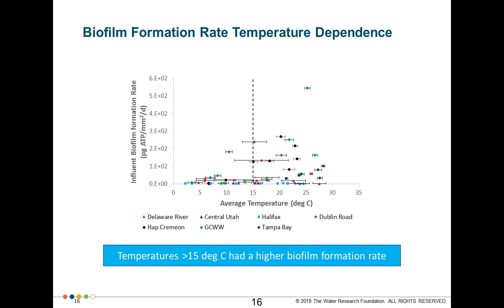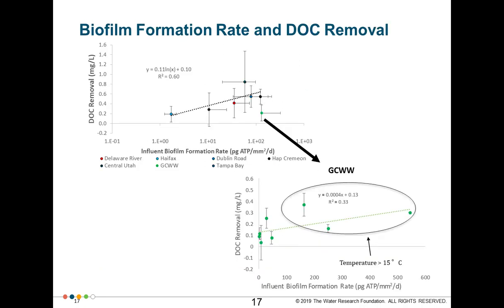When we compare the influent biofilm formation rate to temperature, we saw there was a correlation with temperature where higher temperatures correlated with higher influent biofilm formation rate, particularly at a threshold temperature of 15 degrees Celsius. We saw it really take off. And this was good to see because we saw that same threshold temperature dependence on biofilm formation rate when we were evaluating biostability in distribution systems. There was a statistically significant increase in biofilm formation rate at temperatures greater than 15 degrees Celsius. So it was good to see that we were observing similar results.